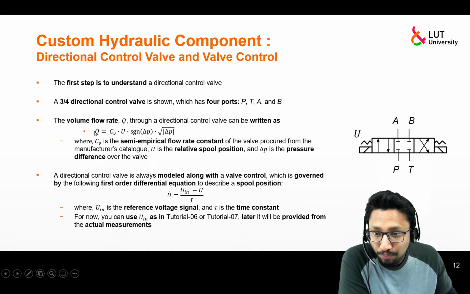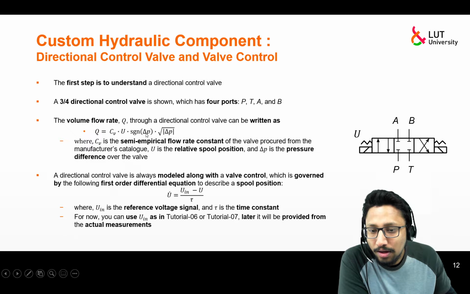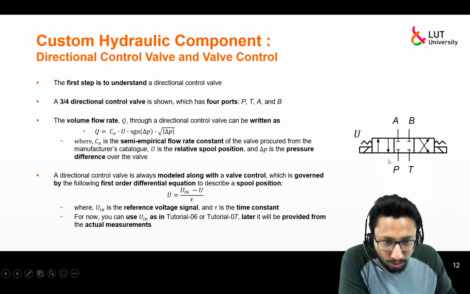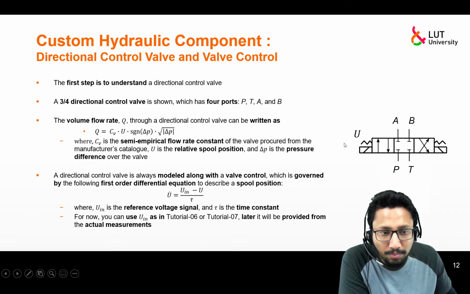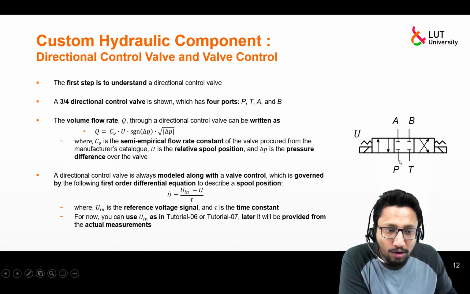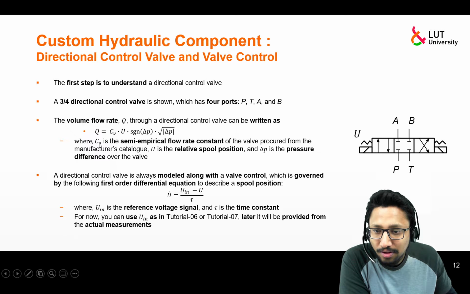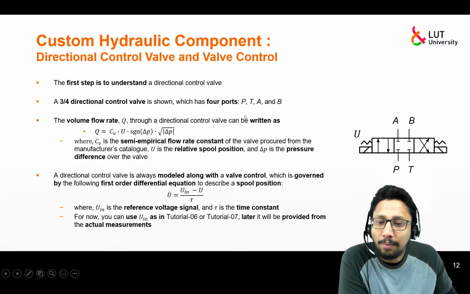It is this equation: Q is equal to CV into U into signum of delta P square root of mod of delta P. Signum function is basically giving the sign of this delta P, and delta P is the pressure across the valve. Okay, Q is the flow rate through the valve, and CV is a semi-empirical flow rate constant of the valves, which can be procured from the manufacturer's catalog. So basically, what kind of valve we are using, accordingly it will have some CV value associated with it. Whereas this U, which is the relative spool position, you need to determine based on some input signal.